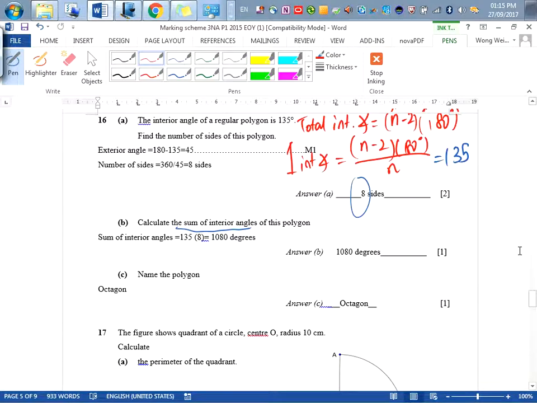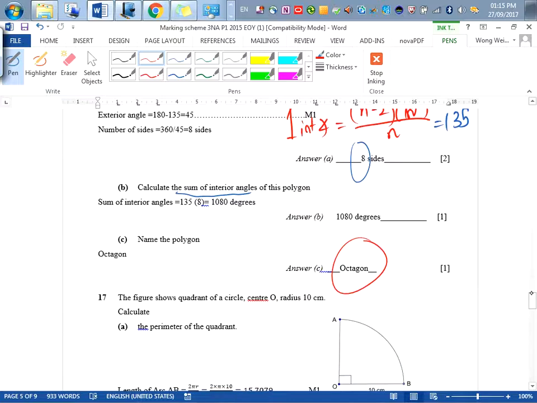So, what is the name of this shape? Huh? Oh, you don't know how to spell too bad, lor? Octagon. Depends on my mood, lah. Yeah. Okay?